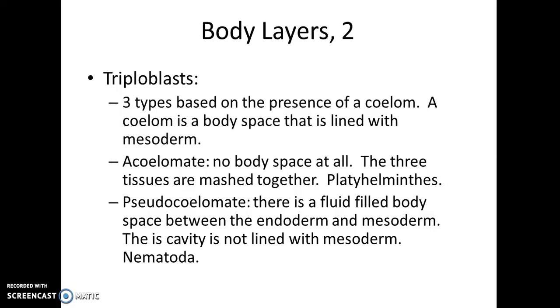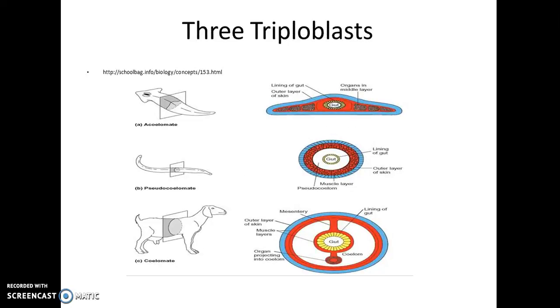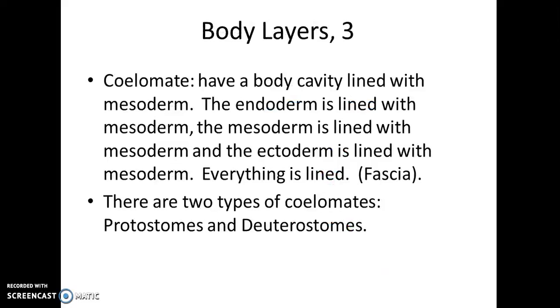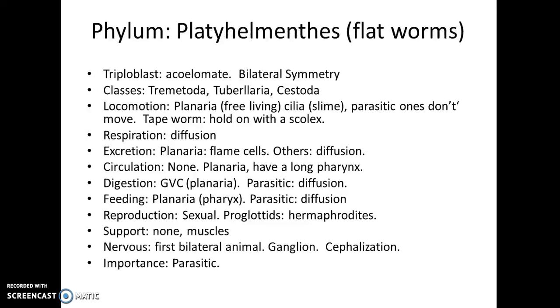So we talked about triploblasts before. This is just a review of triploblasts. You have acoelomates, pseudocoelomates. Acoelomates have no body space. Platyhelminthes are acoelomates. Pseudocoelomates, there's a cavity filled with fluid but it is not lined with mesoderm. Nematodes are pseudocoelomates. Then we have coelomates, which have a body cavity lined with mesoderm. Two types of coelomates, protostomes and deuterostomes. We did talk about this.